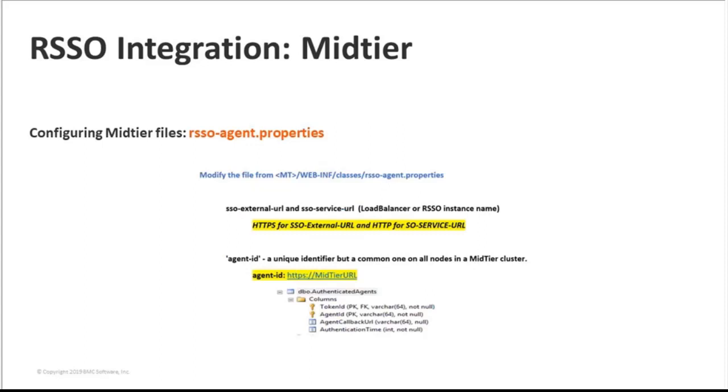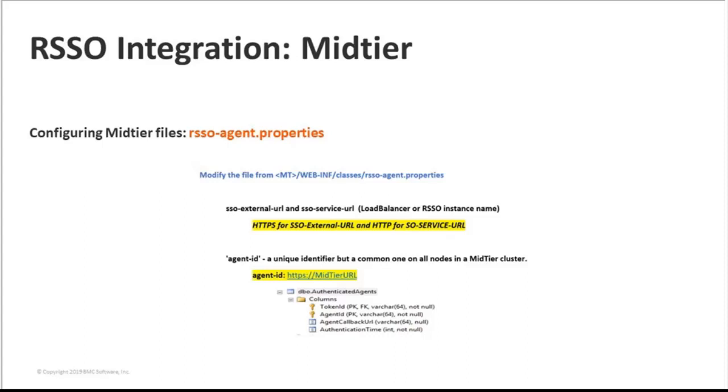Okay, so the RSSO agent.properties file. This is a file that is shipped by the Remedy SSO installer. That needs to be copied into the webint classes directory of Midtier. Now, this is a very important file where it tells which SSO server Midtier has to connect to. So it has 2 parameters. One is the SSO external URL, and the other one is the SSO service URL.